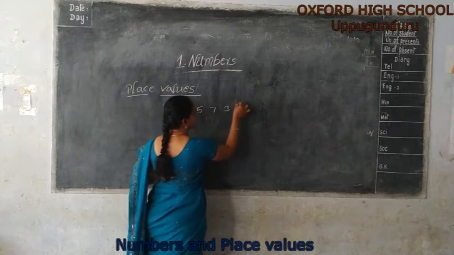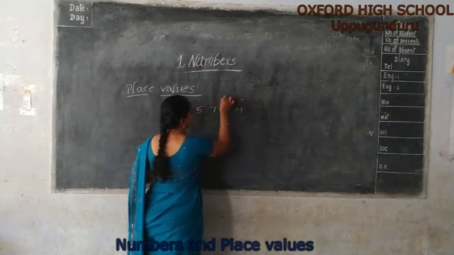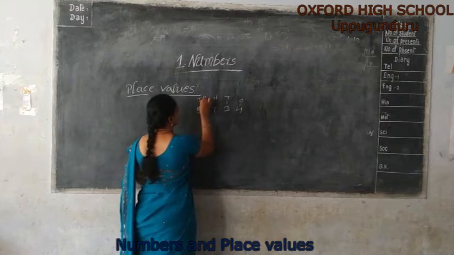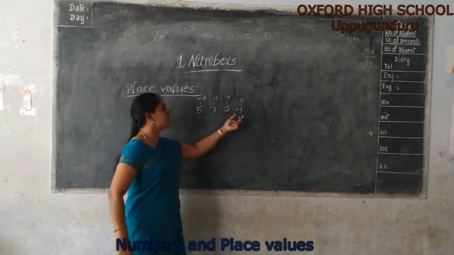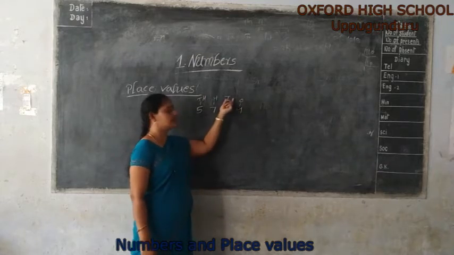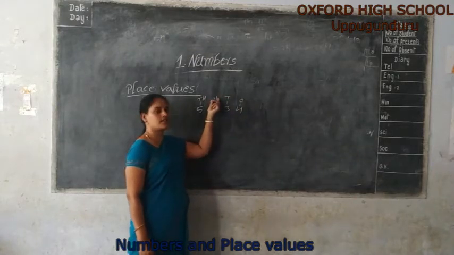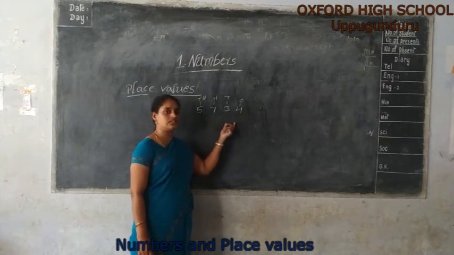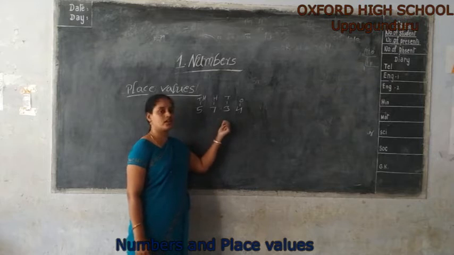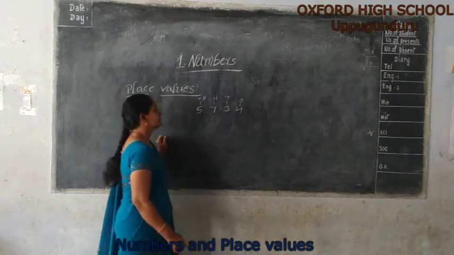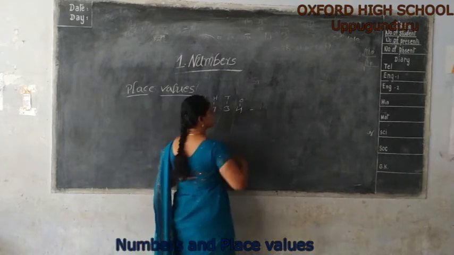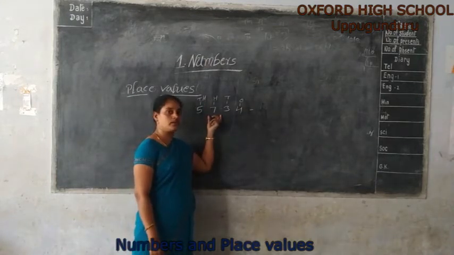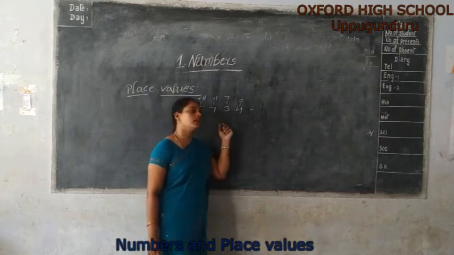Now place values: 1's place, 10's place, 100's place, 1000's place. Now 4 is in the 1's place, 3 is in the 10's place, 7 is in the 100's place, 5 is in the 1000's place. Now read the value: 5734. Read the given numeral and write the number name.